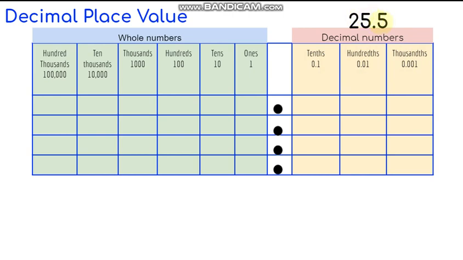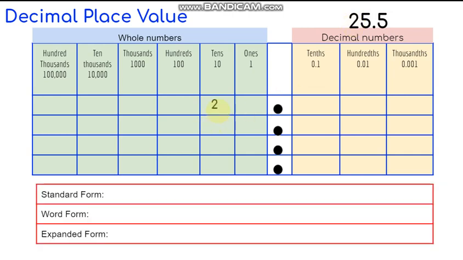For 25.5, it means 2 tens, and there are 5 ones, and there is only 5 tenths. We write down the standard form, which is the number itself. And the word form, we call it 25 and 5 tenths. And then the expanded form will be 20 plus 5. The value of this one: 2 times 10, 20. 5 times 1, 5. Plus 5 times 0.1, 0.5.